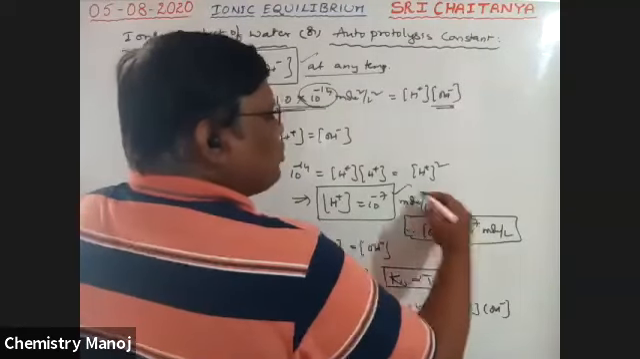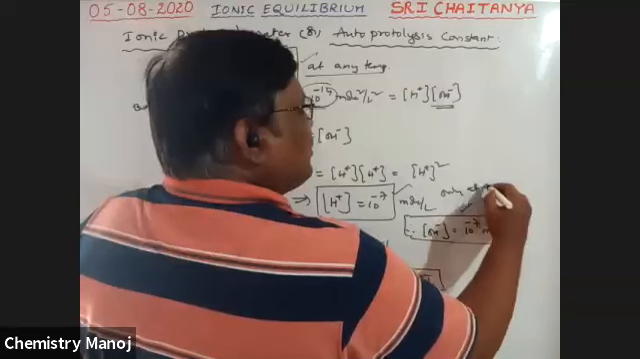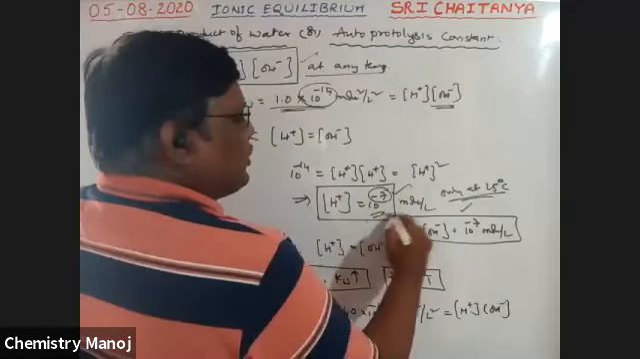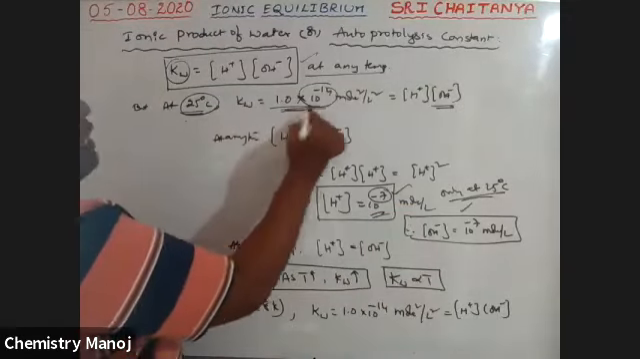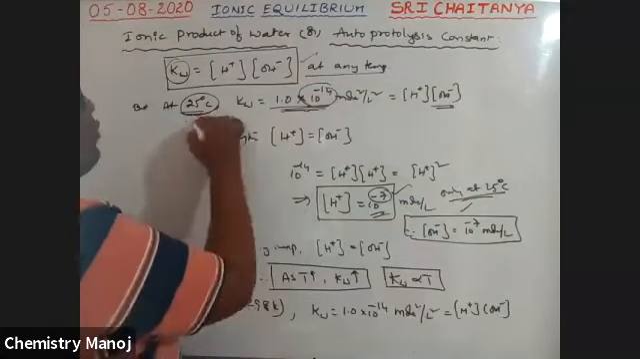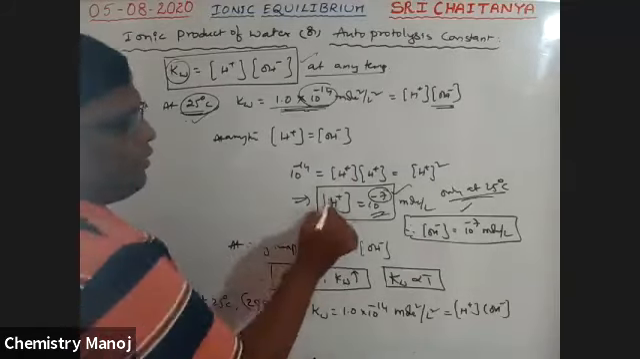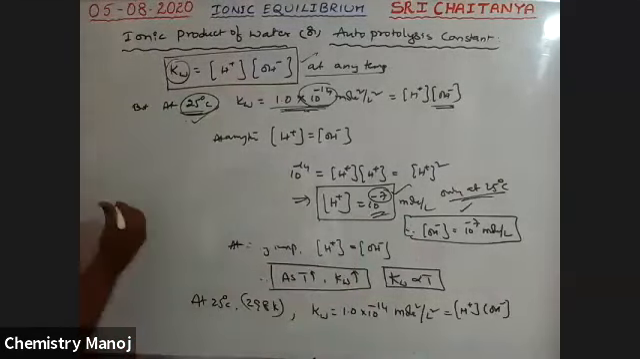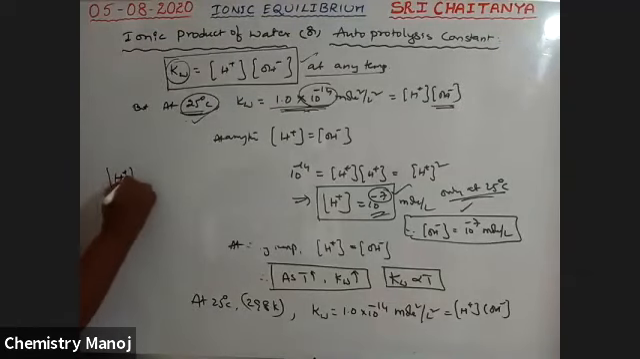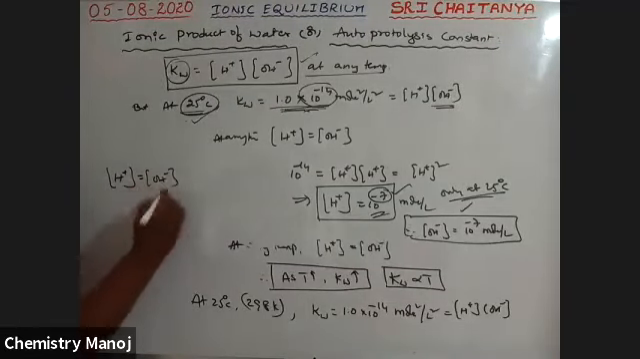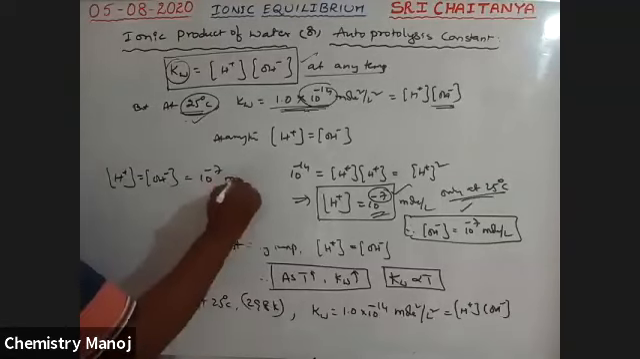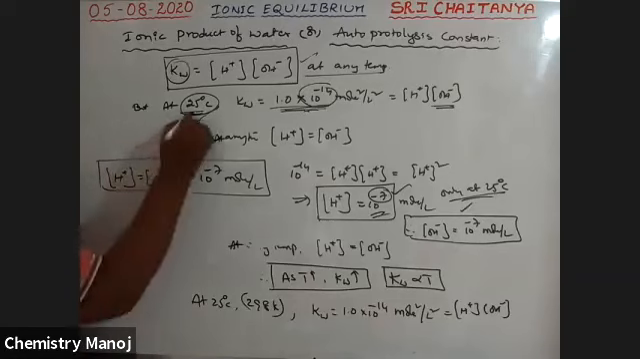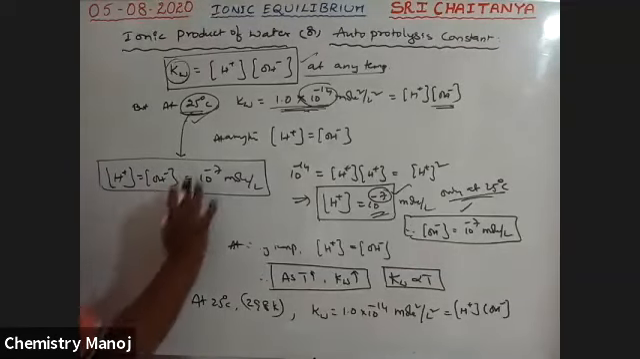So these two values are only at 25 degrees centigrade, because this 10^-7 value corresponds to the 10^-14 value, which is applicable only at 25 degrees centigrade. Therefore, H+ concentration is equal to OH- concentration, which is equal to 10^-7 mole per liter. So this equation is applicable only at 25 degrees centigrade, because the value is given to you.